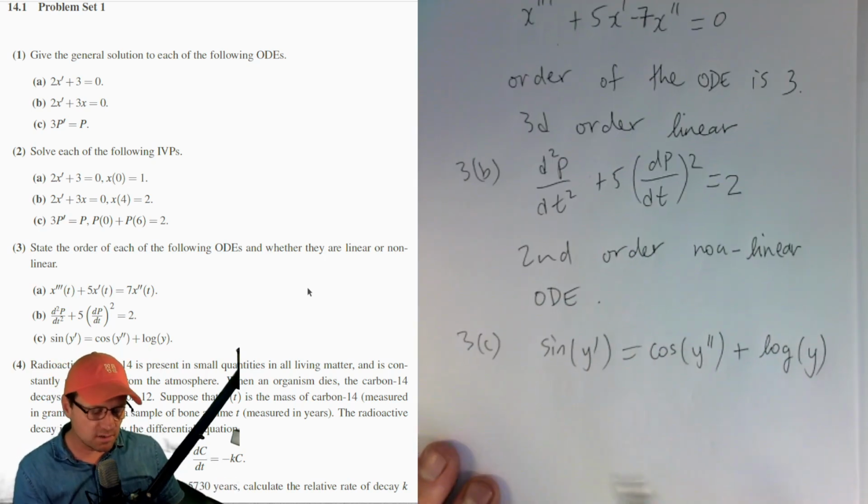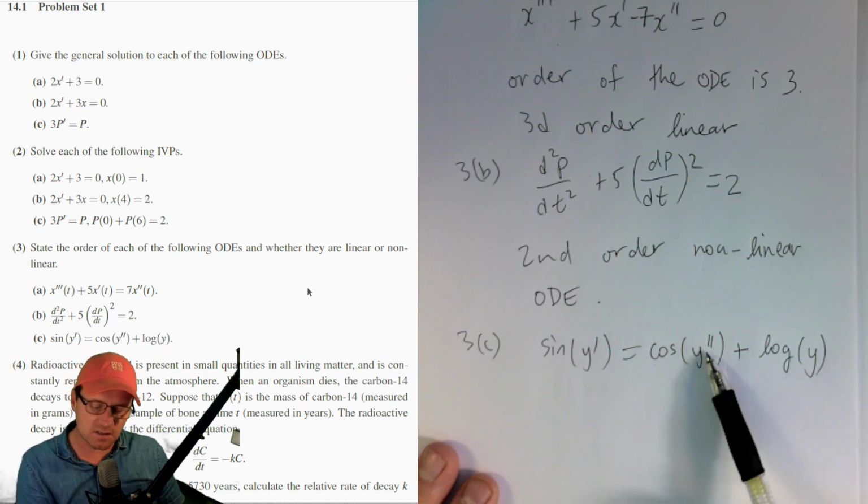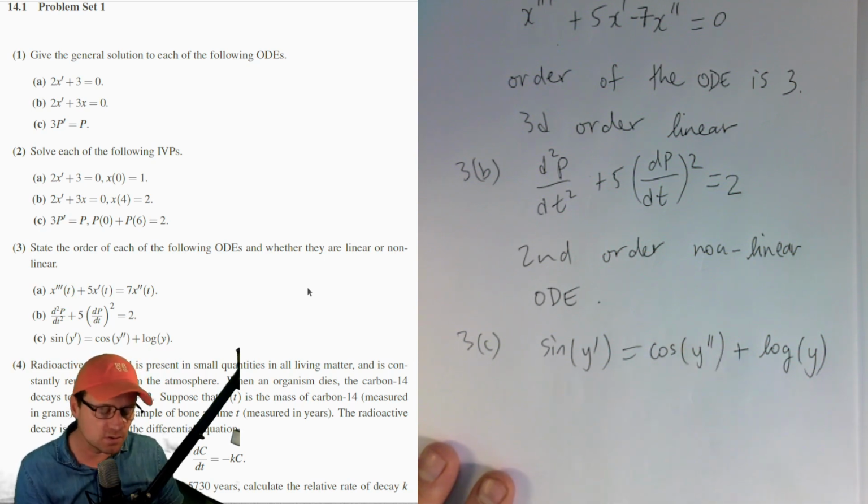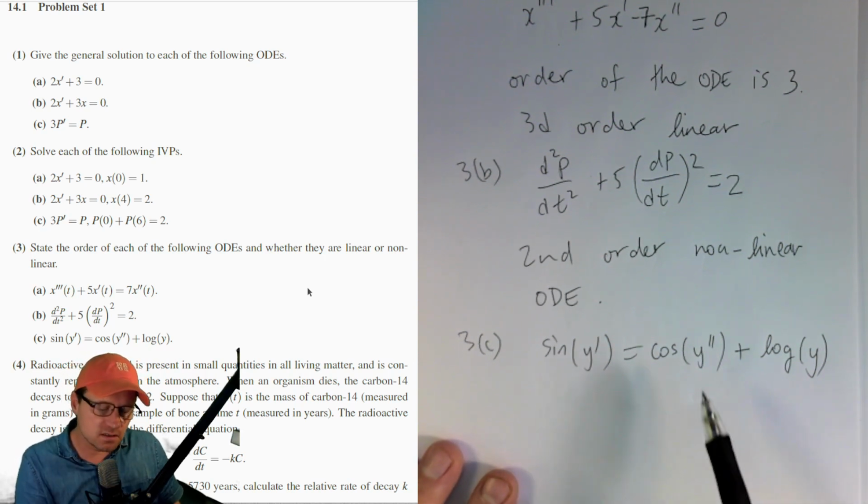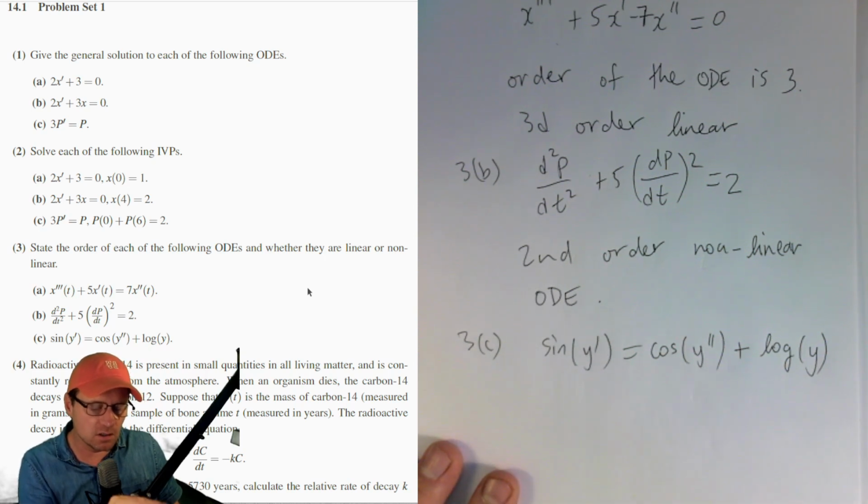Okay, so in question 3c, we have a second order differential equation because the highest order derivative is 2. It's nonlinear because these derivatives appear in nonlinear functions.